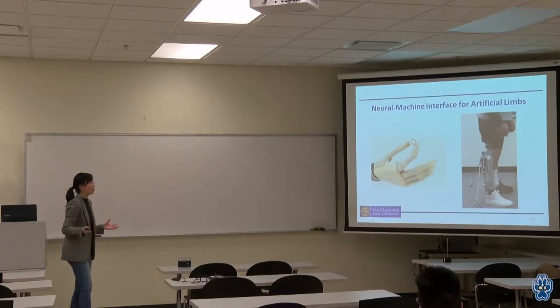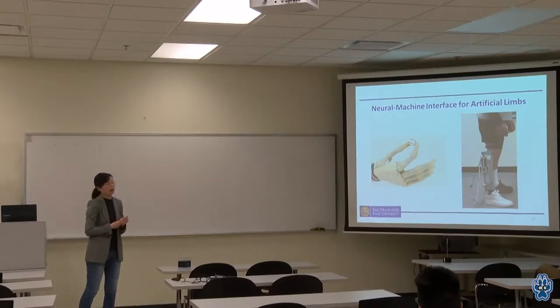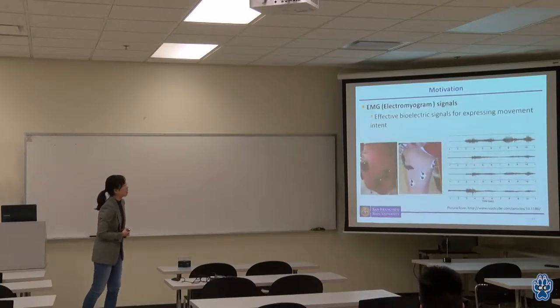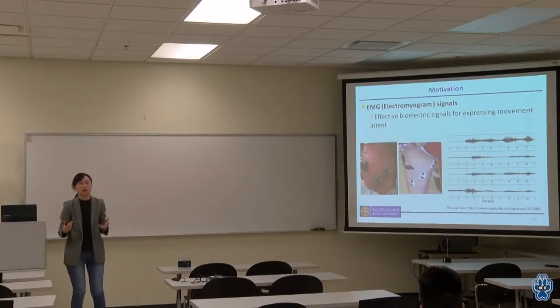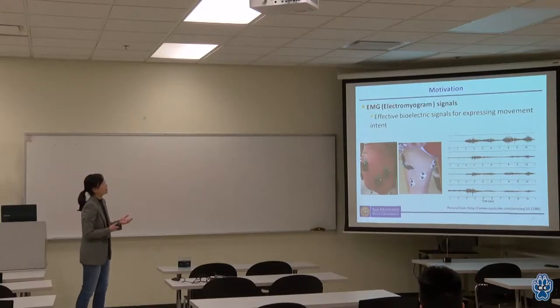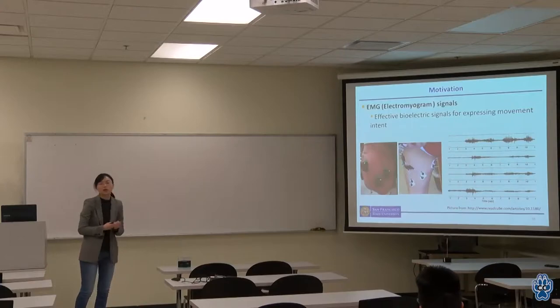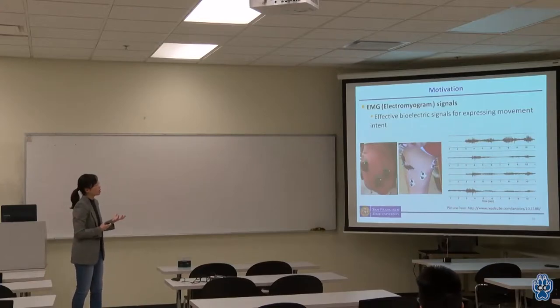Okay, so there are a lot of applications of NMIs, but today I'm going to focus on one of these applications, that's neural machine interface for the control of artificial limbs, that's prosthetics, so that's upper limb and lower limb. This slide shows the neural signals collected from muscles. These are called electromyograms, EMG signals. EMG signals are effective bioelectric signals for expressing movement intent. They can be collected using surface electrodes that are just placed on the surface of the muscles.